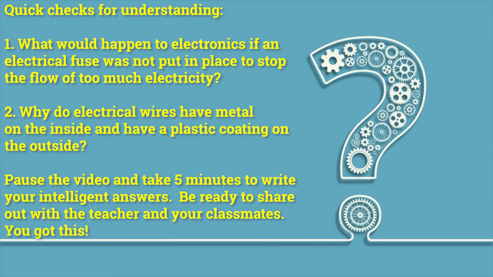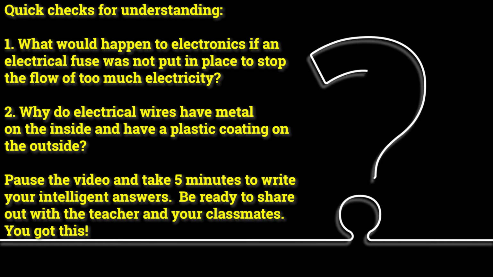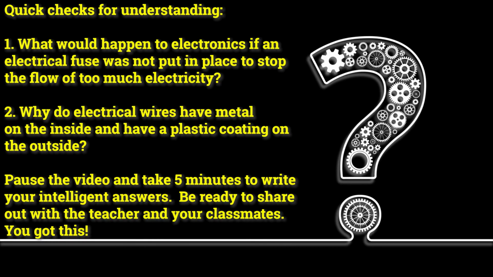Quick checks for understanding. First, what would happen to electronics if an electrical fuse was not put in place to stop the flow of too much electricity? Second, why do electrical wires have metal on the inside and have a plastic coating on the outside? Pause the video and take 5 minutes to write your intelligent answers. Be ready to share out with the teacher and your classmates. You got this.